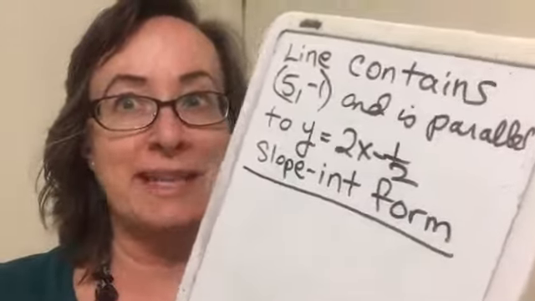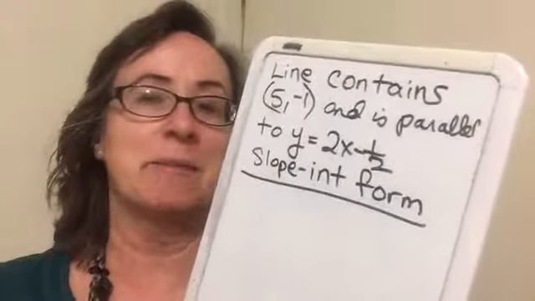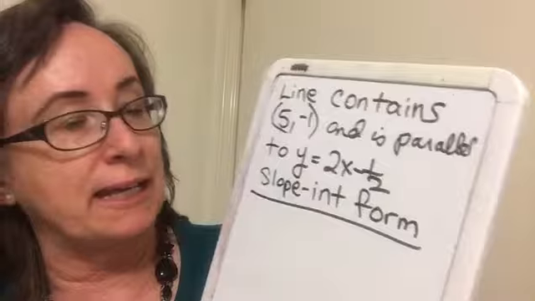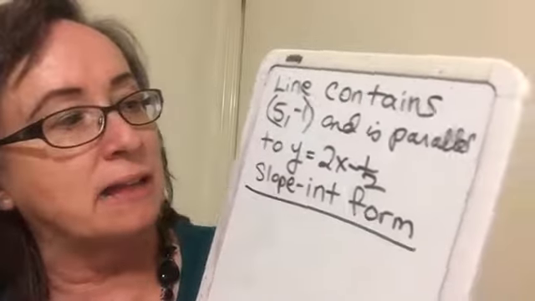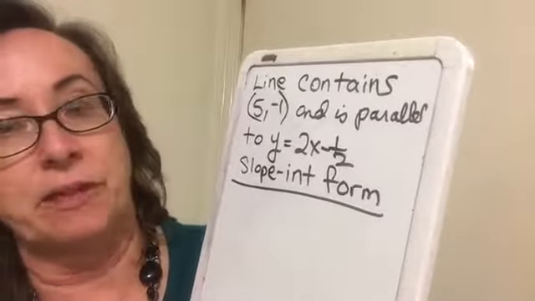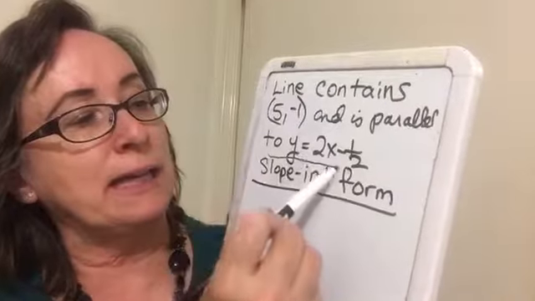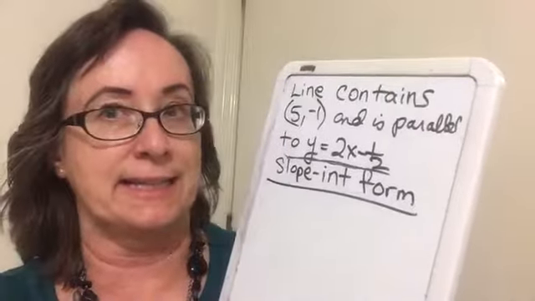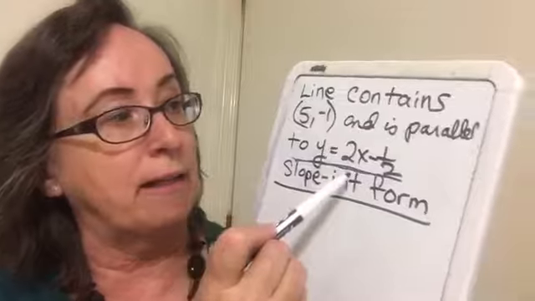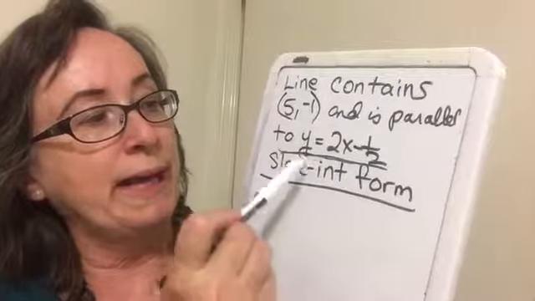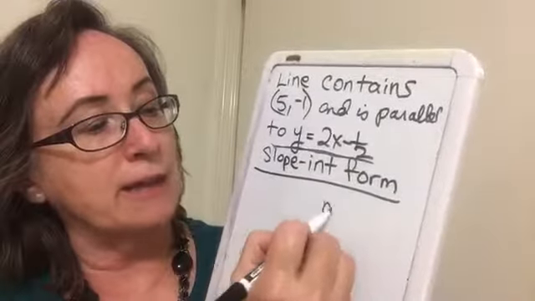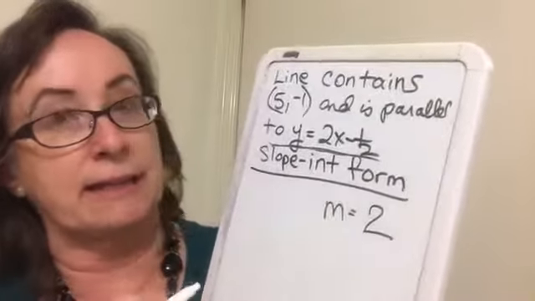All right, we're almost done. So here we have some little special situations. Line contains (5, negative 1) and is parallel to y equals 2x minus 1/2. The only thing that we need with this line right here is its slope, because our desired line is going to be parallel to this one. So we have it in slope-intercept form. So our slope is 2. Therefore, our desired slope for our line is 2.